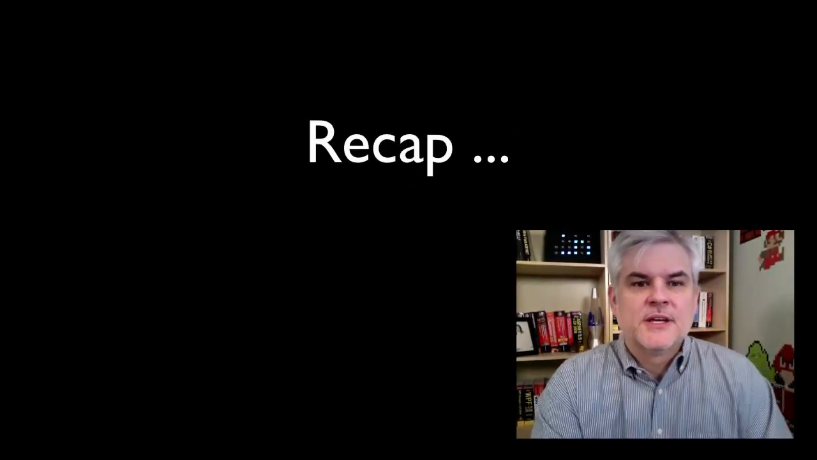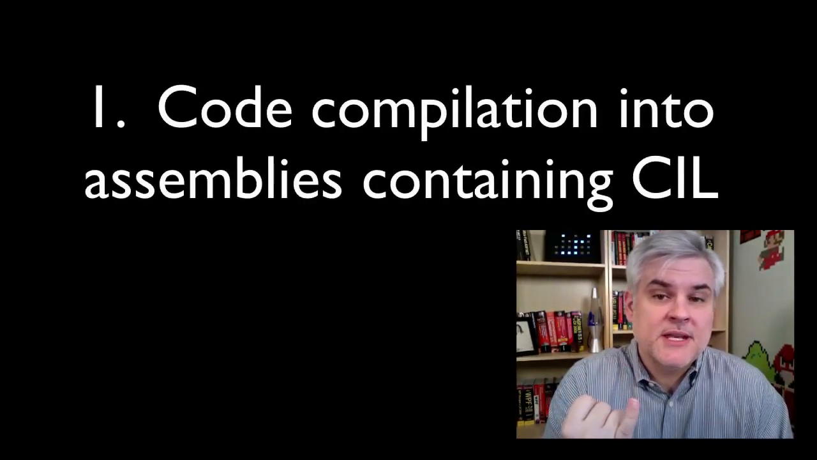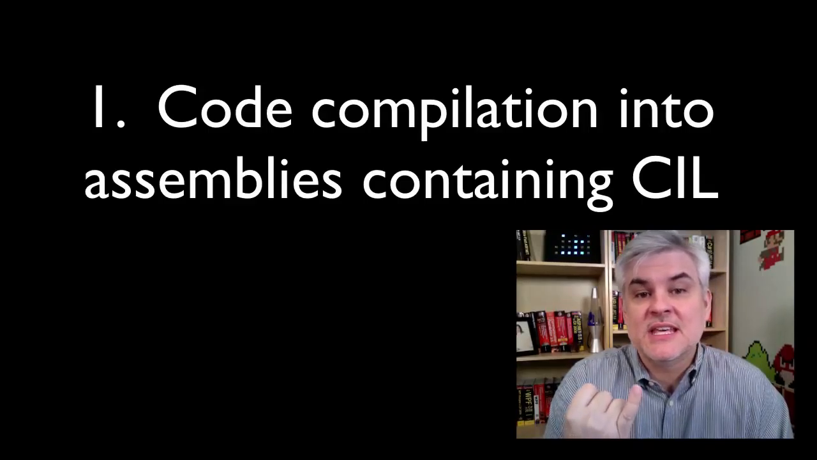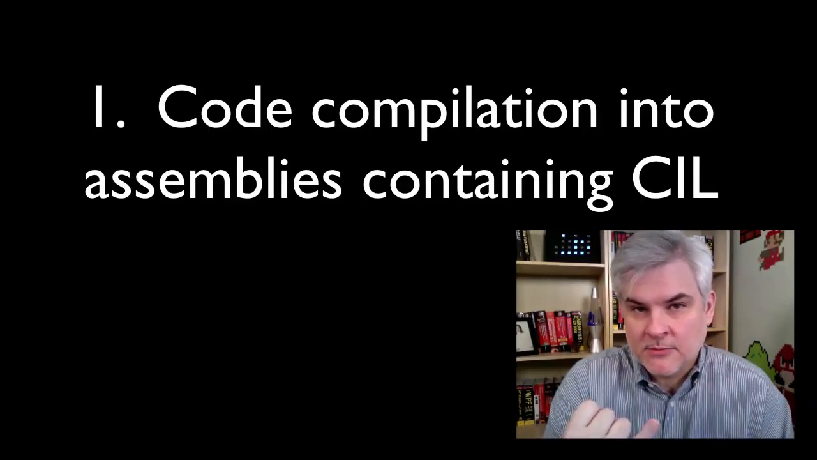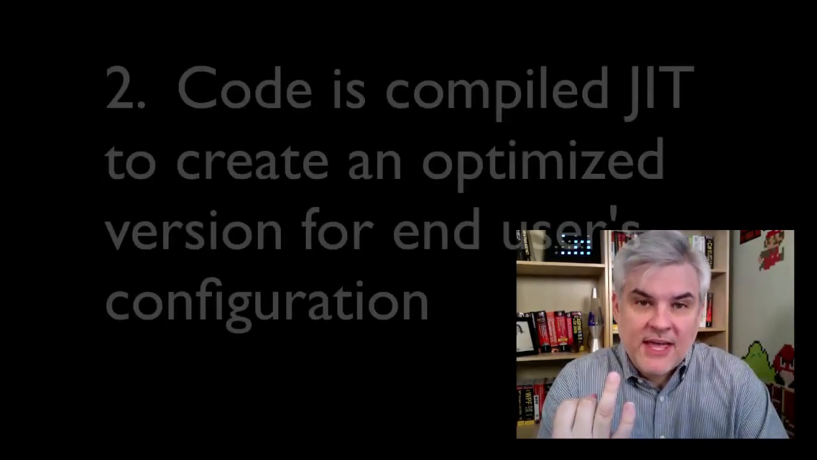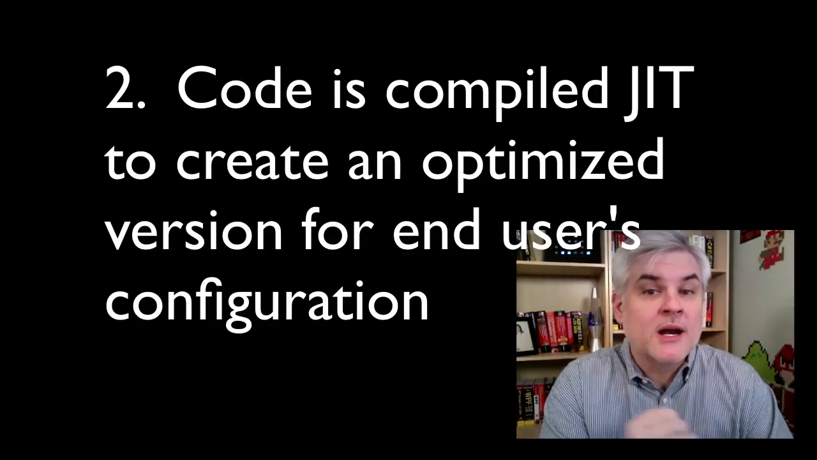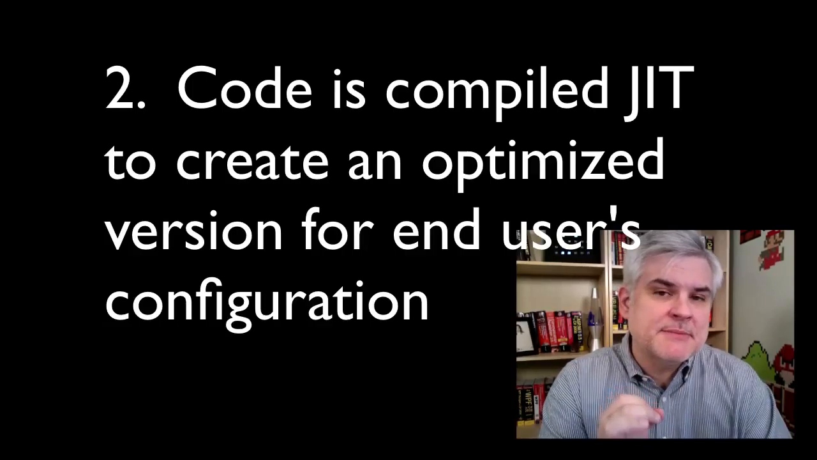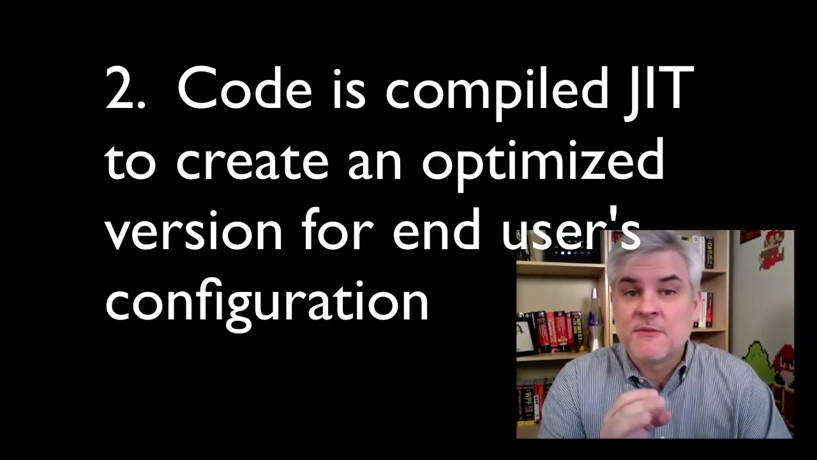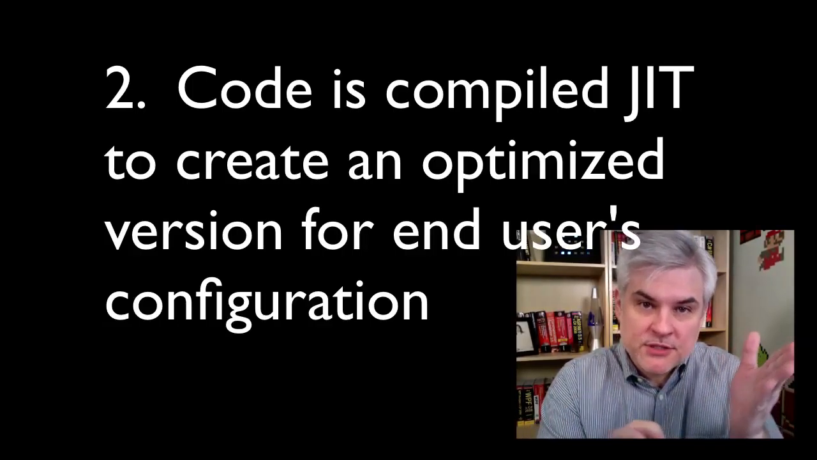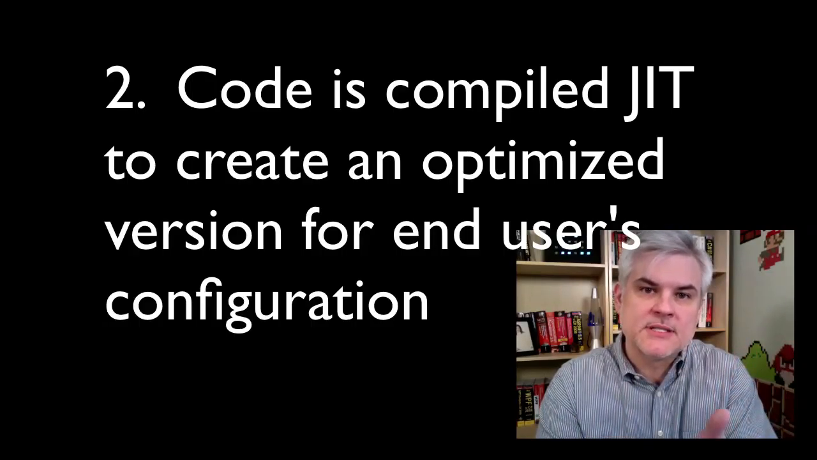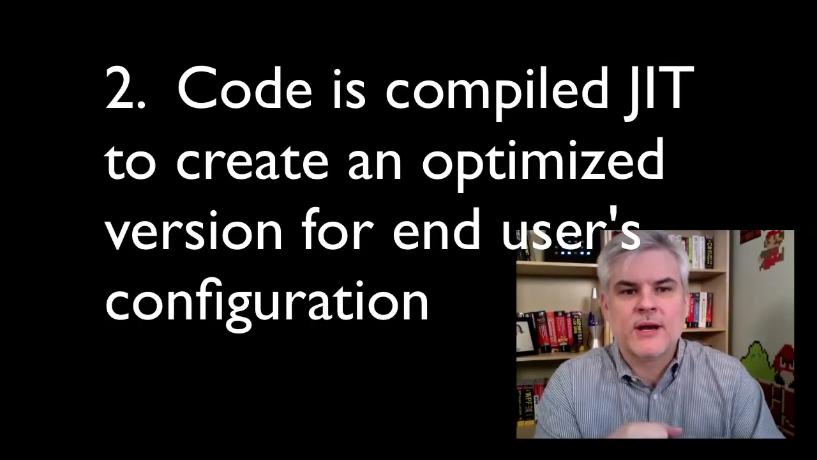Okay, so to recap, 3 things in this video. First of all, your code gets compiled into an assembly which contains an intermediate language known as the common intermediate language. 2, your code then is compiled just in time the very first time that it's run on each new computer so that an optimized version can be built, and from that point on the .NET Runtime looks for that cached version that it built and it uses that from that point on.